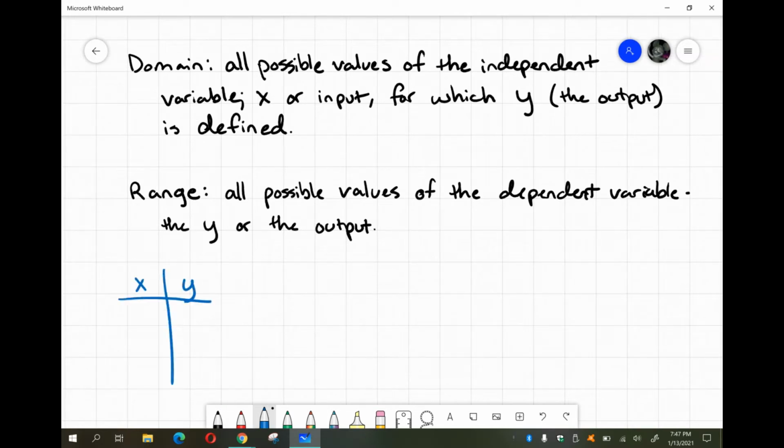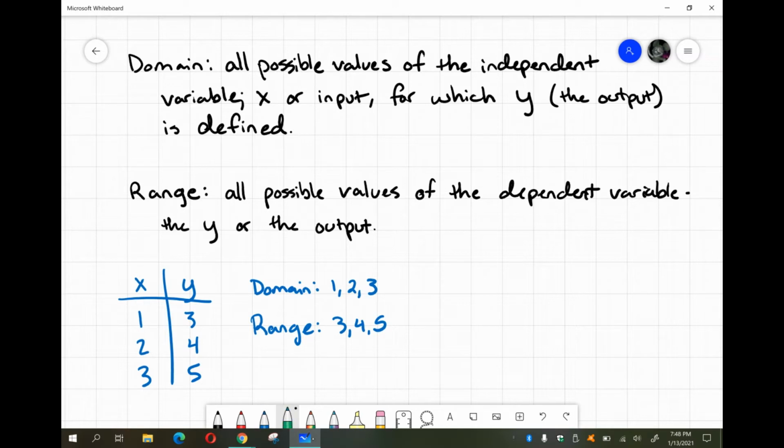If we had a little table, we would look for the x's, which I see are 1, 2, and 3, and that would actually be the domain. The x values that you could pick would be 1, 2, or 3, and that would give us the y values of the 3, 4, and 5. And because we can get those values, the y, or the output values, those are the range.